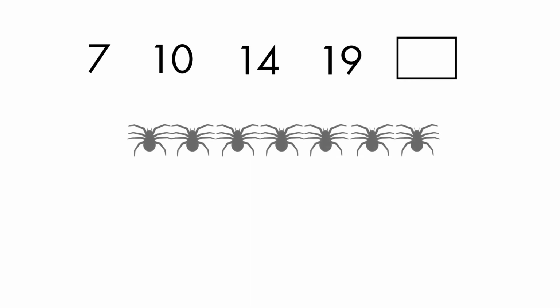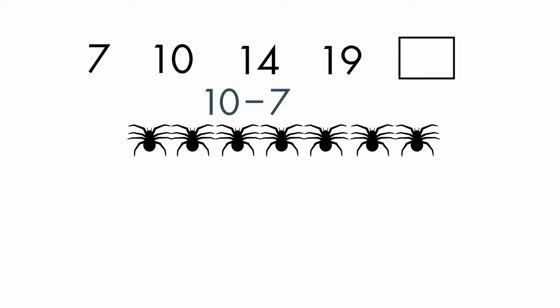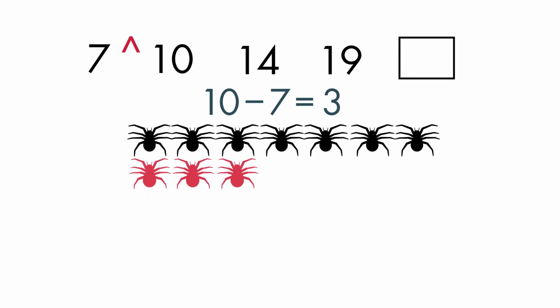Let's use math facts to figure out the growing pattern. First, find the differences between the numbers that are next to each other. Then we will look for a pattern. 10 minus 7 is equal to 3. The first step in the pattern is to add 3.